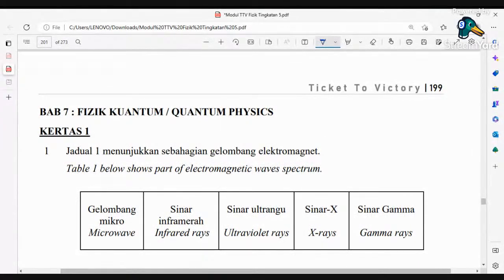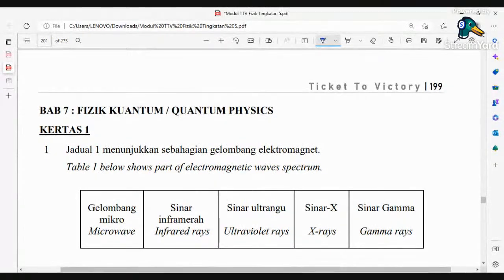Hi everyone. For this session, I will continue Chapter 7, Quantum Physics. Okay, let's look at Paper 1, Number 1. Table 1 below shows part of the electromagnetic wave spectrum.